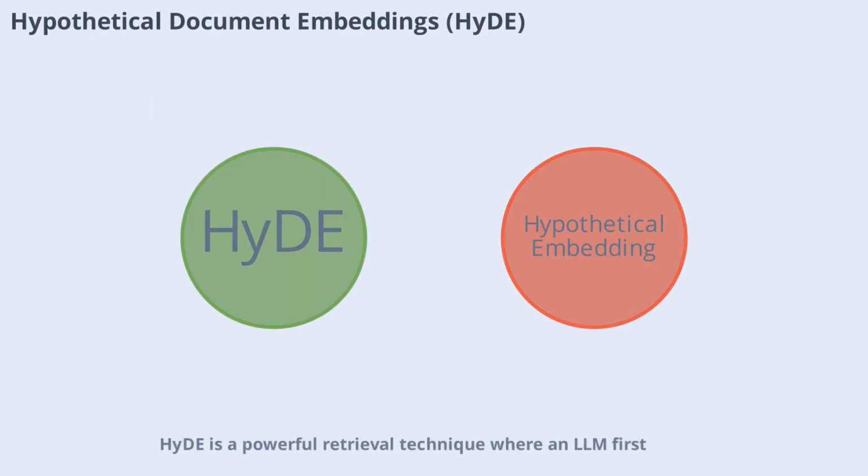HyDE is a powerful retrieval technique where an LLM first generates a hypothetical or placeholder answer to a user's query, even if it contains fabricated facts. This hypothetical text is then embedded and used to search the vector database, matching answer to answer rather than question to answer. This approach captures the semantic patterns of a proper response, improving retrieval accuracy.